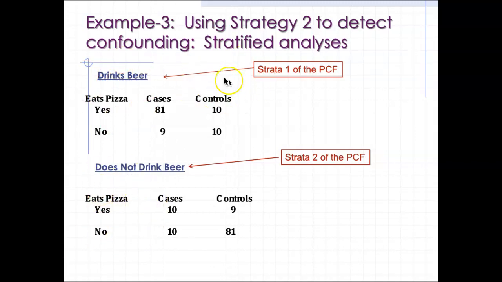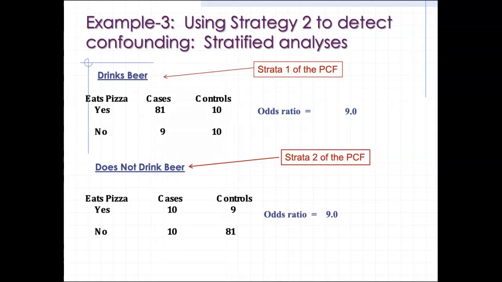This is strata 1 of my potential confounder, so the first value of drinking beer, and this is strata 2, so those who don't drink beer. What you need to do is calculate those two measures of association. Given that this is a case control study, I need to stick with calculating an odds ratio. And when I calculate those odds ratios, I get an odds ratio of 9 for the drinking beer, and I also get an odds ratio of 9 for the not drinking beer.